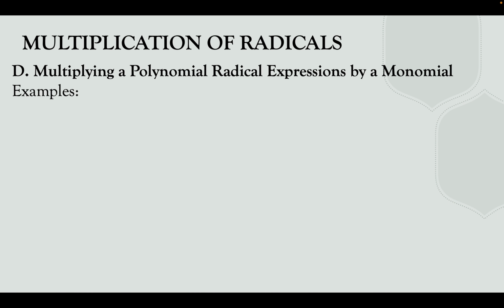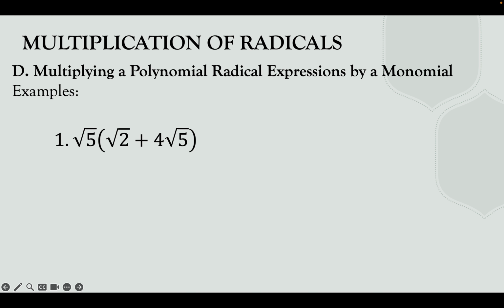Next, we need to learn how to multiply a polynomial radical expression by a monomial. So we have here a monomial, square root of 5, and then a polynomial, square root of 2 plus 4 square root of 5. So all we need to do is distribute to simplify this one, to multiply each term. So distribute square root of 5.